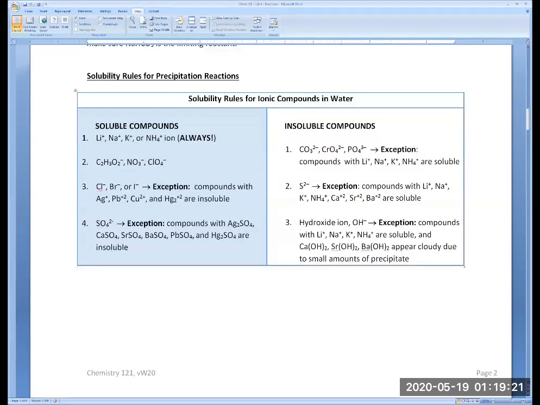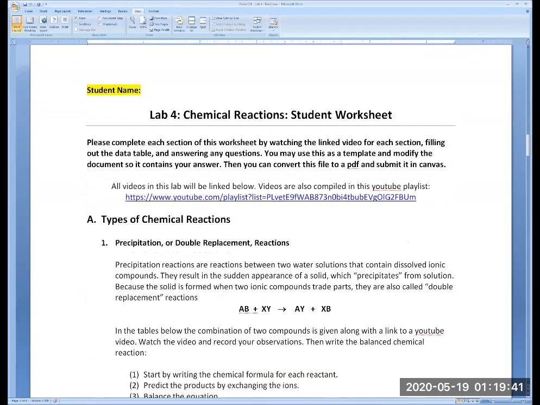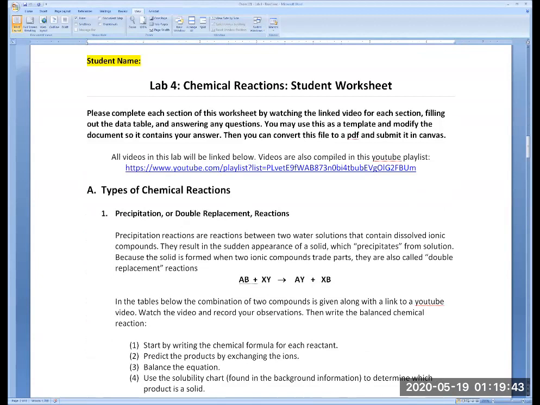Hopefully this will not... you see, sometimes you will consider them soluble, the calcium hydroxide, strontium hydroxide, and barium hydroxide, and sometimes they will be considered insoluble. So it depends on what you do with them. Hopefully there will be no case like that in this lab. So don't forget to put your student name.